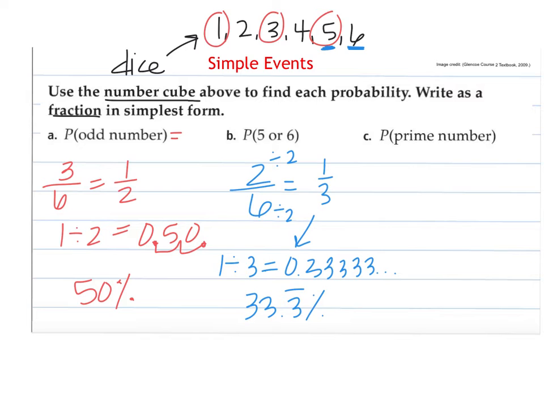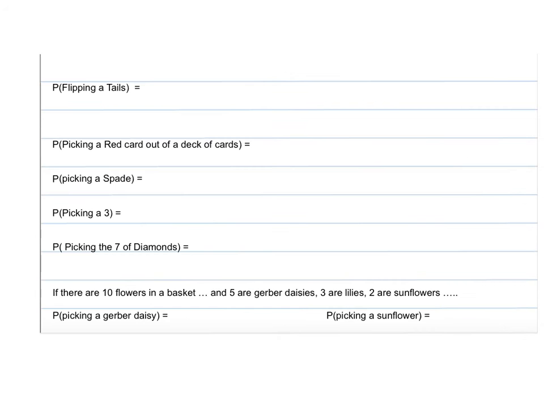And then if we have a prime number, the probability of a prime number, remember that 2 is prime, 3 is prime, and 5 is prime. So I should have changed my color there. We have 2, 3, and 5. Remember, 1 is not a prime number. So we have 3 prime numbers out of 6 total outcomes, which is 1/2, and then that also would be 50%.